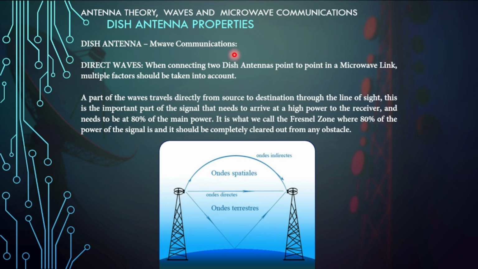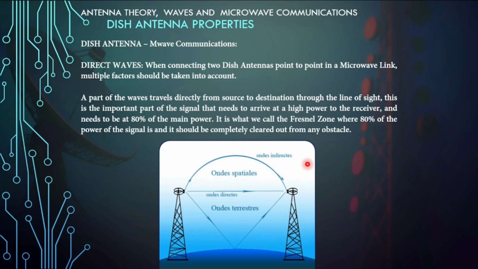Microwave communications. For microwave communications, you have 3 types of waves that are received by the other end. First of all, the direct waves. These are what we account for the most. Direct waves are the ones that we consider for an effective communication. They are the ones traveling directly from the sending end to the receiving end in a parallel form to the ground. But another part of these waves are scattered as spatial waves and terrestrial waves that we're going to address.